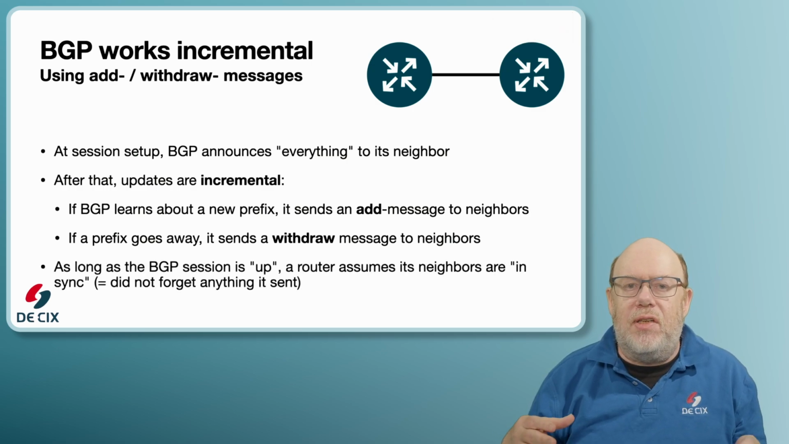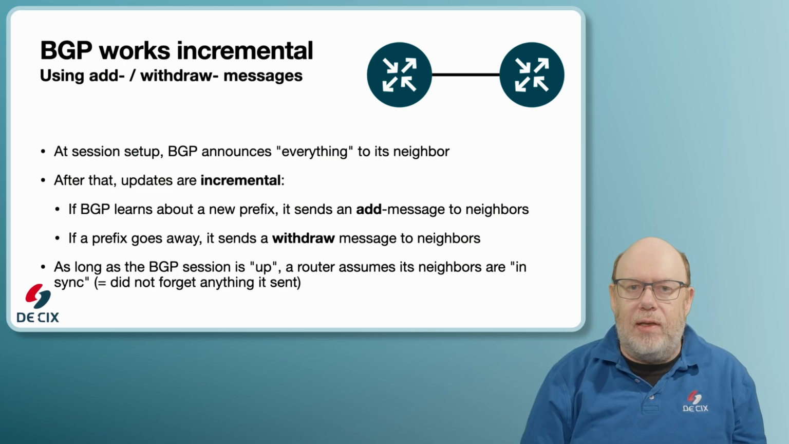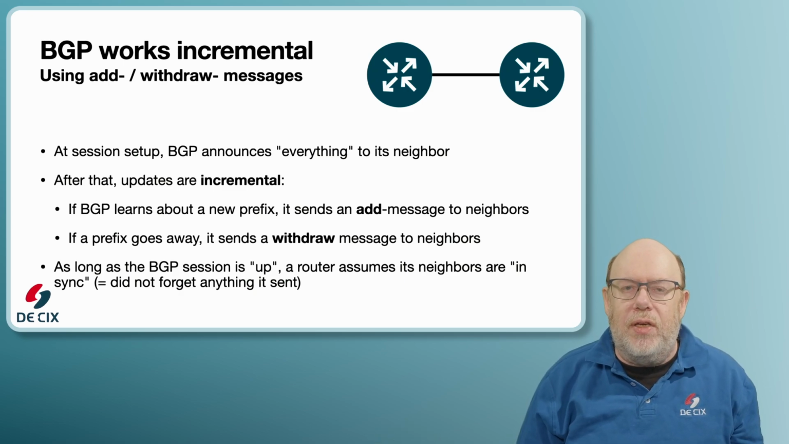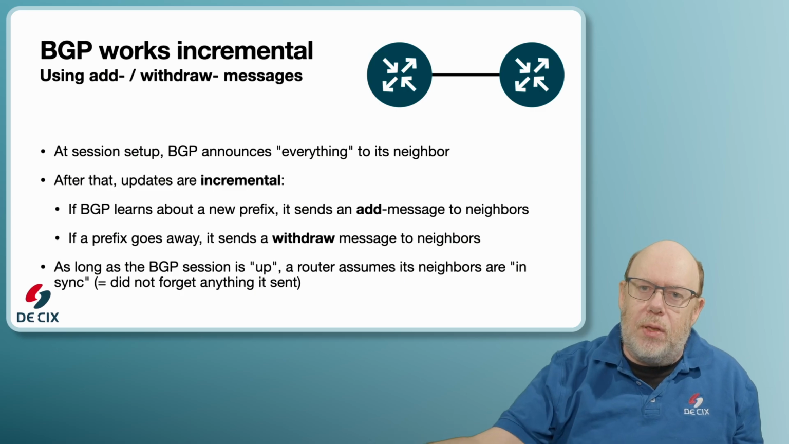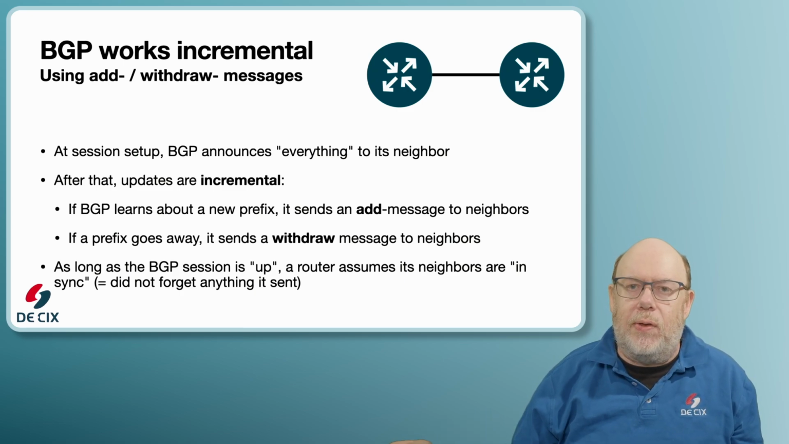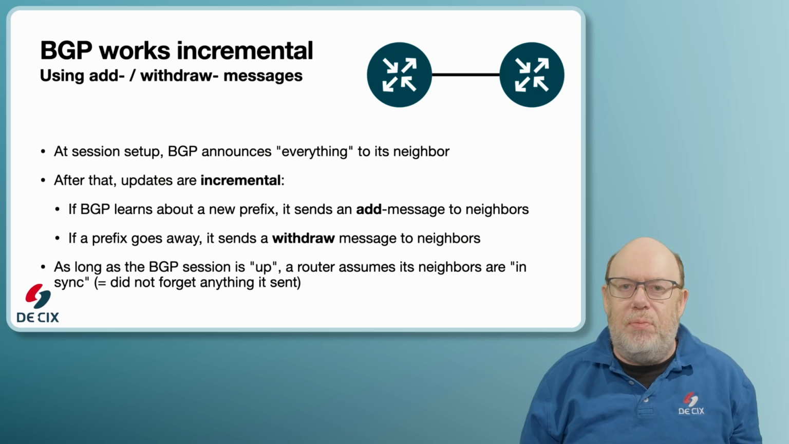And as TCP is a connection-oriented protocol, so you set up a connection, you keep it alive, and you know that your neighbor is still there, the BGP routers assume that they are in sync. So I'm announcing prefixes to my neighbors, I'm withdrawing prefixes, and I always assume that the neighbor has kept that in sync, so the neighbor knows everything I ever told him or has forgotten everything I ever withdrew. That's how BGP works, incrementally. And that keeps, of course, the traffic low because the initial setup has only to happen once when the session is established.